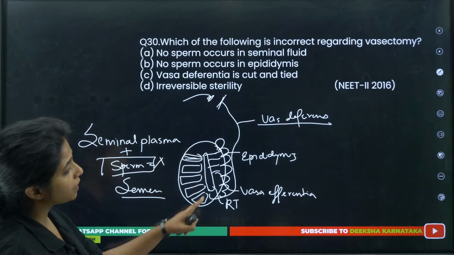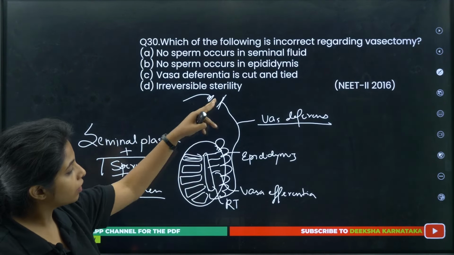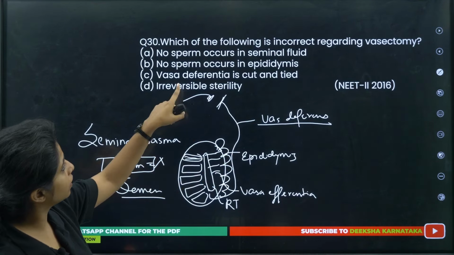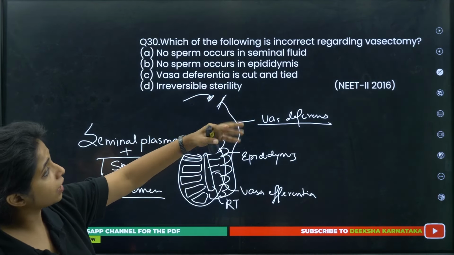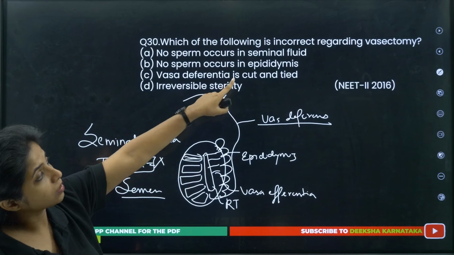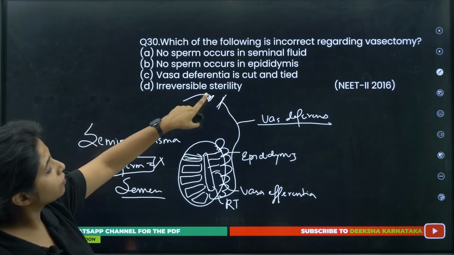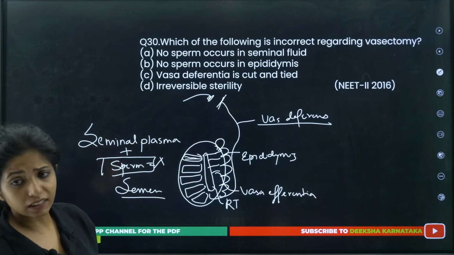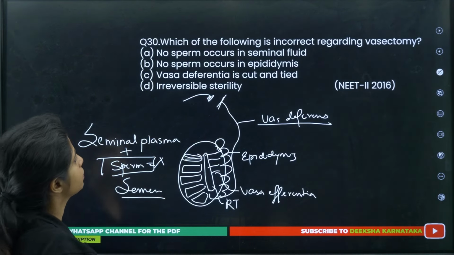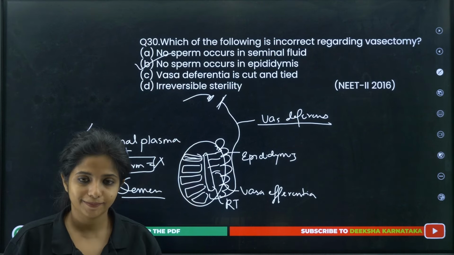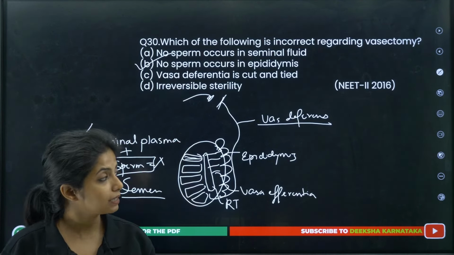No sperm occurs in the epididymis. Can that be true? If I cut from here, sperm can still be occurring over here, right? Epididymis will still have the sperm. Vas deferens is cut and tied. You're asking about incorrect. Vas deferens or vasa deferentia is the same thing. It's cut and tied. Irreversible sterility. Is it incorrect or not? No, it's correct. It is irreversible sterility. So no sperm occurs in epididymis. That is wrong, children. So please have a note on that.